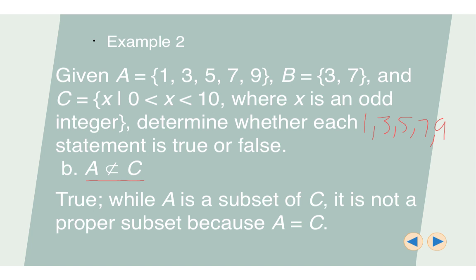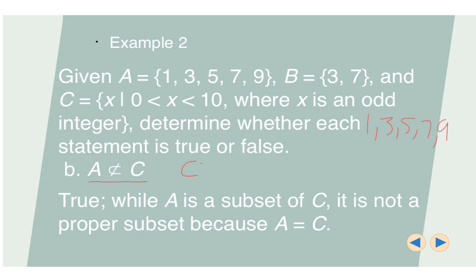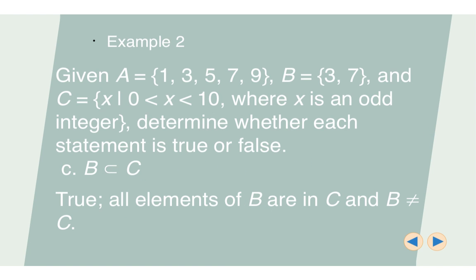If proper subset says can't be equal, that means the opposite, not a proper subset, says it can be equal. Does A and C equal? Yes, so this is true. While A is a subset of C, it is not a proper subset because A does equal C.